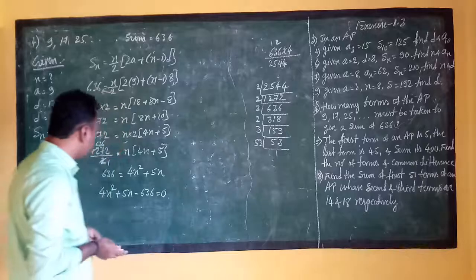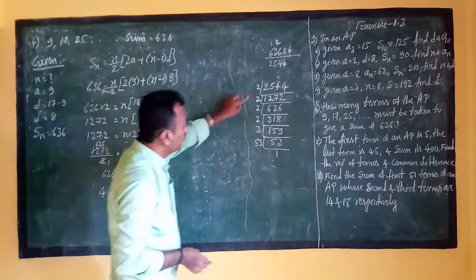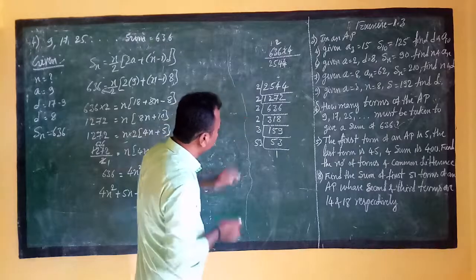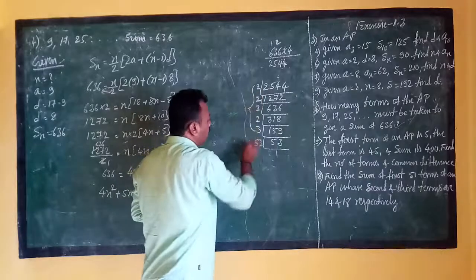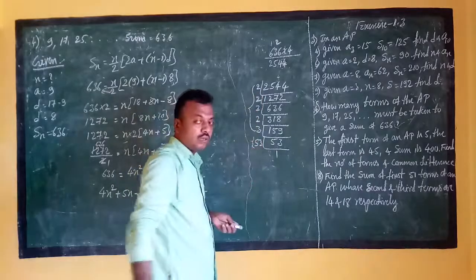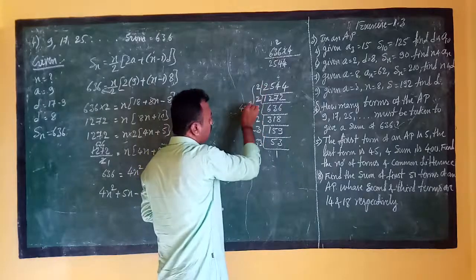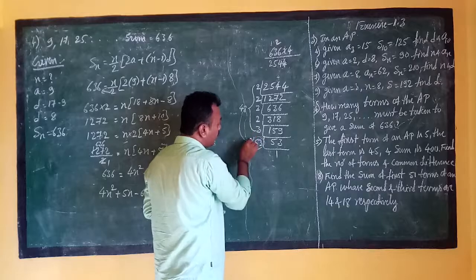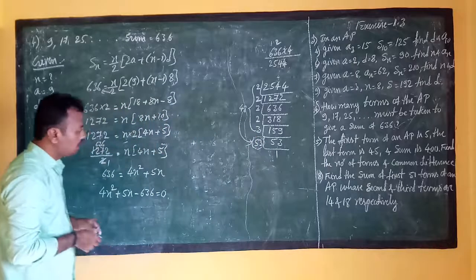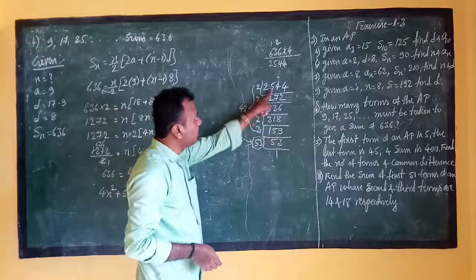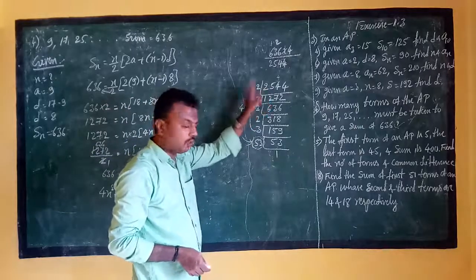Now we have to make groups. See students, what is the group? 2 into 2 into 2 into 2 is 16, and 16 times 3 is 48. This number is one group and 53 is the other group. So 48 and 53: if we subtract them, you will get 5. If you multiply 53 into 48, you will get 2544.